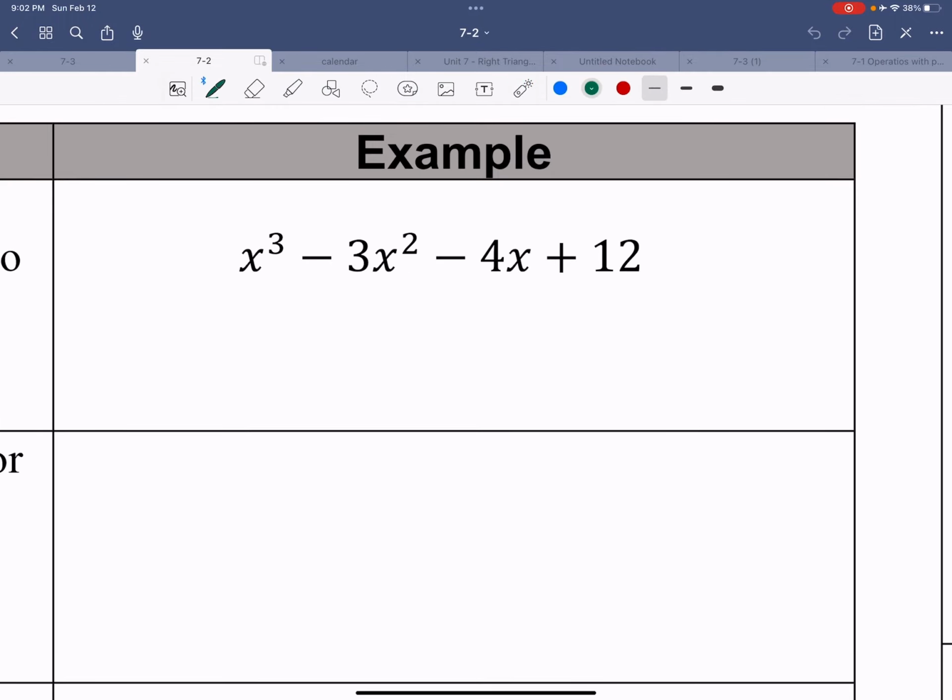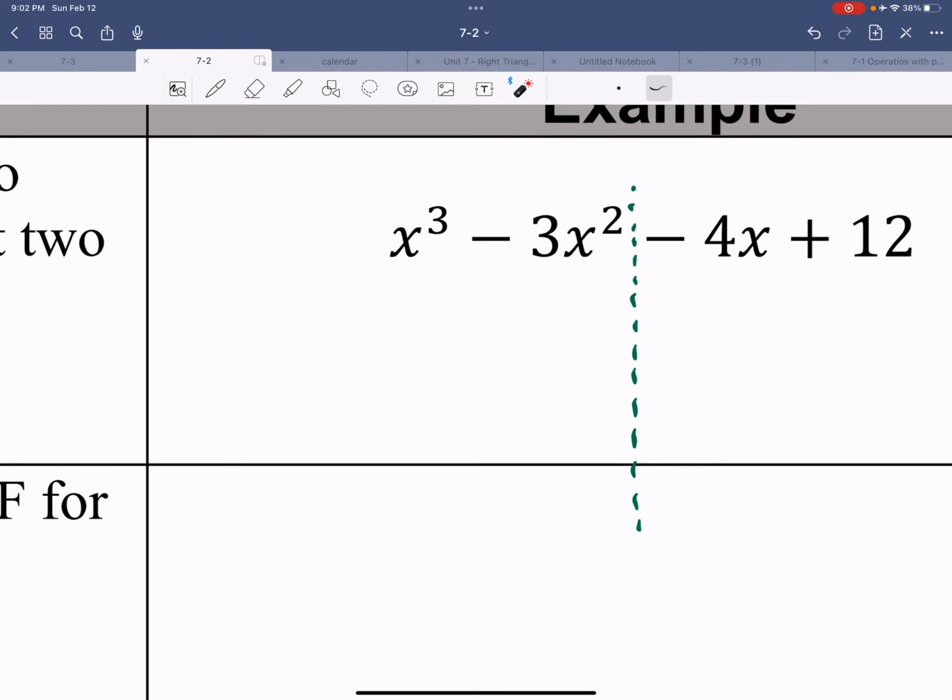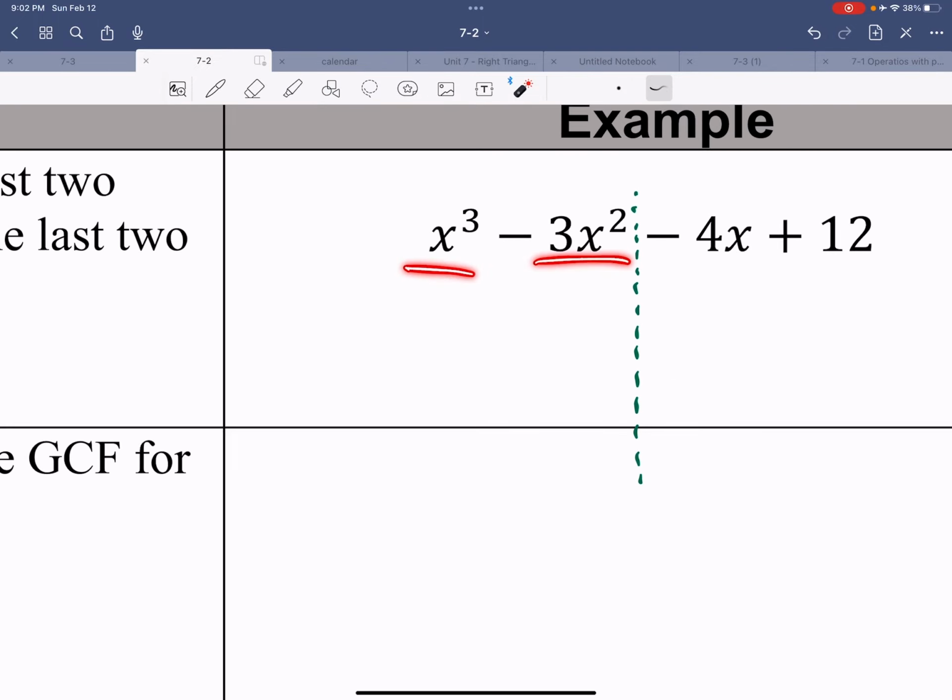Step number 1, draw the line. That line should be right before the sign. Okay, and what you have to do is find the GCF of these two. If you want to find the greatest common factor, first find the smallest number, ignoring the sign, which is 1, and 1 is just 1, so you don't have to worry about anything.